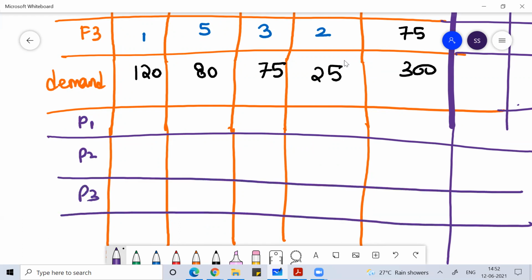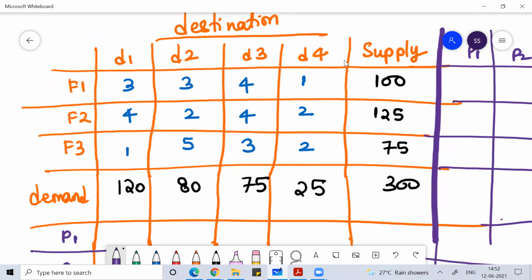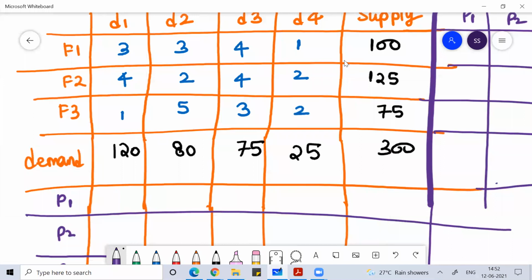In column 1, the smallest element is 1 and the next smallest element is 3. 3 minus 1 is 2, so the penalty for this column is 2. For the second column, the smallest element is 2 and the next smallest is 3; 3 minus 2 is 1. In the third column, the smallest element is 3 and the next smallest is 4; 4 minus 3 is 1. In the fourth column, the smallest element is 1 and the next smallest is 2; 2 minus 1 is 1.